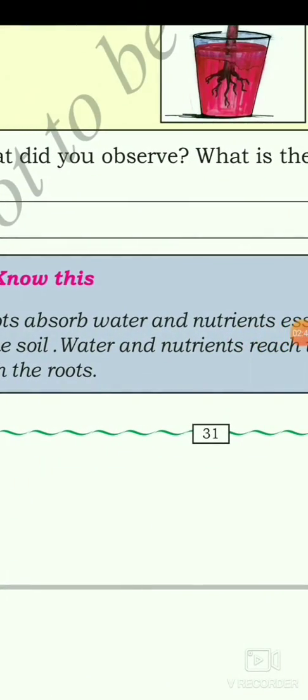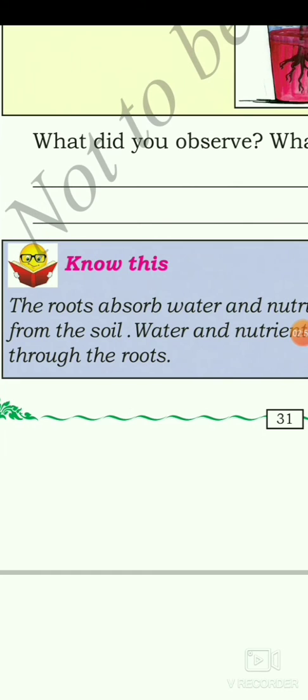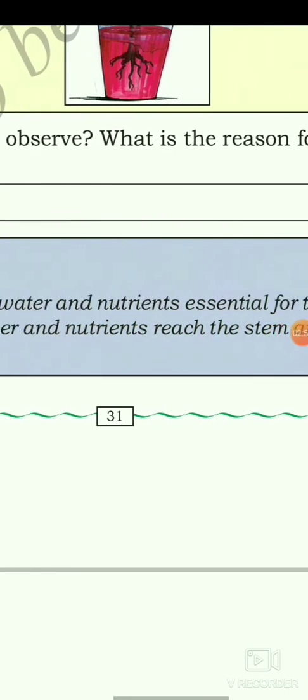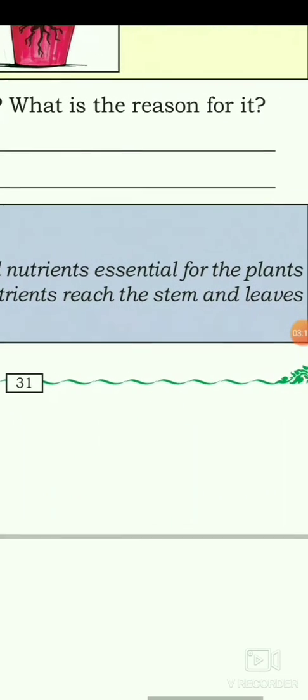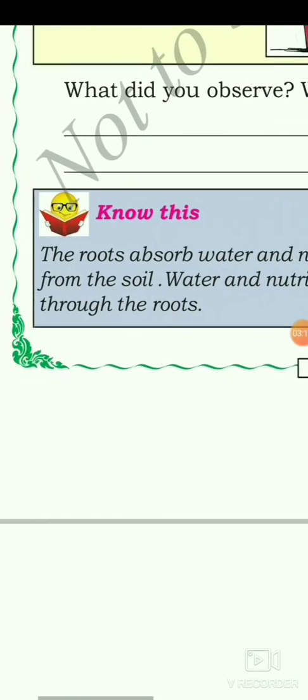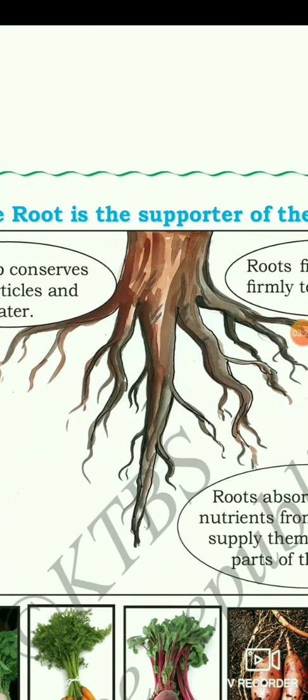How does it become red, children? Because of the roots. Roots absorb the water for the plant. Know this, children: the roots absorb water and nutrients essential for the plants. The essential nutrients are available in the soil and the water that roots absorb for the plant. And from the soil, water and nutrients reach the stem and leaves through the roots. This is how useful a root is for a plant or tree.